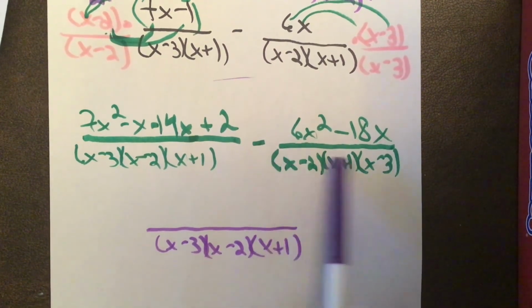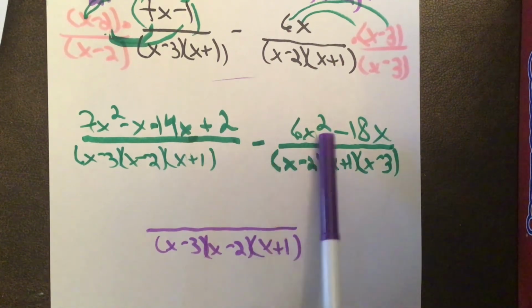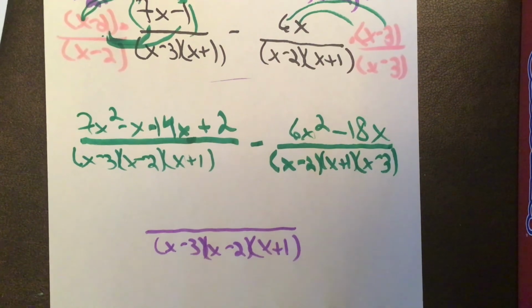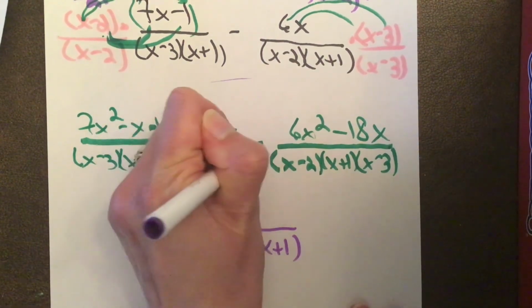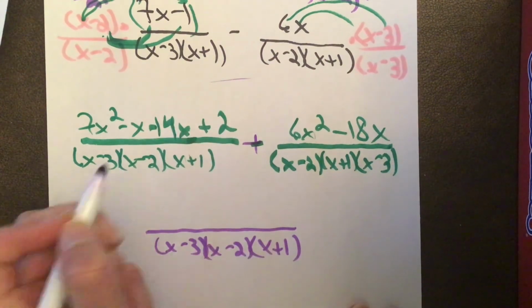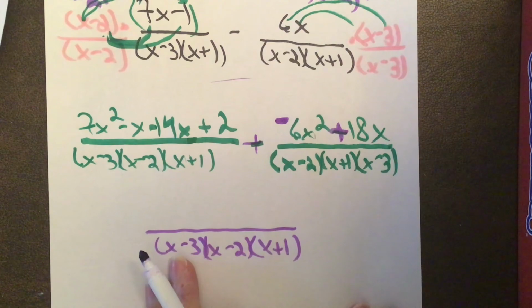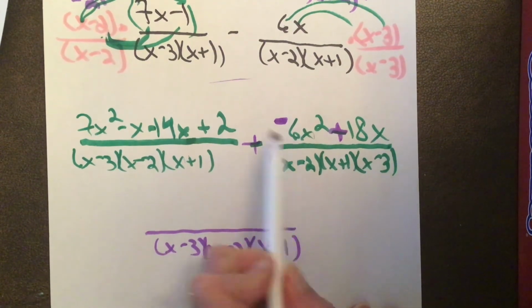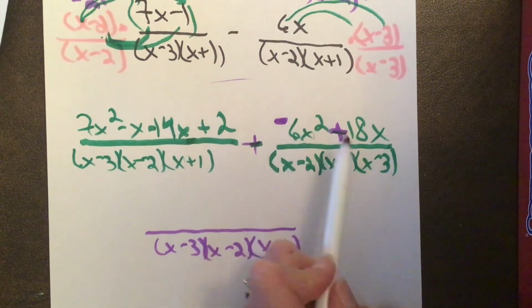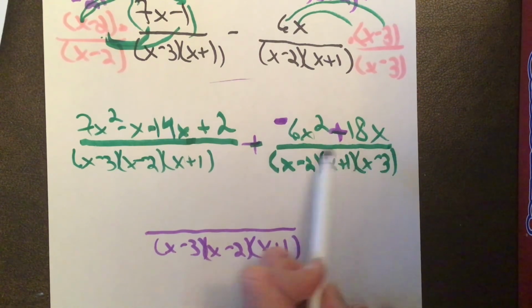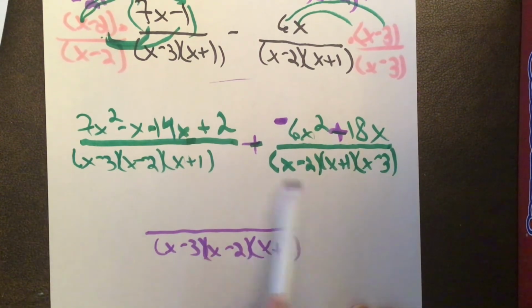So what you have to be careful of is right here. This negative applies to this entire fraction. So what I'm going to suggest you do in a problem like that, where there's a negative, is turn this to a plus and then switch the signs of both of those guys. Because I need to subtract 6x squared and I need to subtract negative 18, which turns into plus 18. Okay, that's my suggestion.